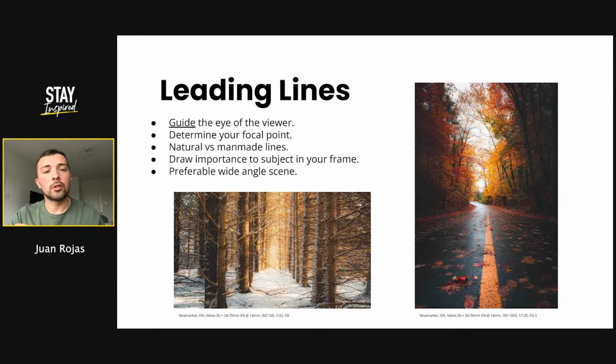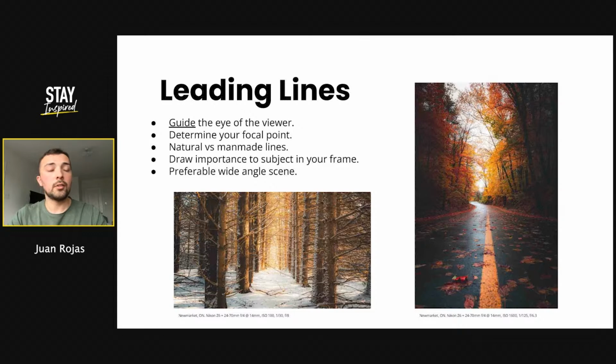You will find that the majority of times, these lines begin in the lower part of your image and they guide the eye upward. Some examples can include a river, a road, a log, or even a fence that give focus to a sunrise or sunset, or even a person in the background.